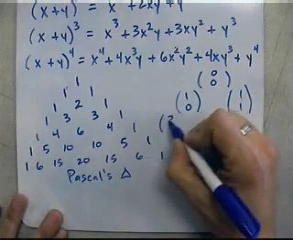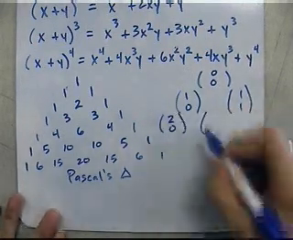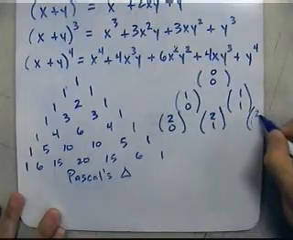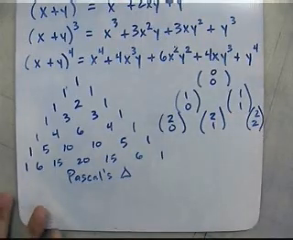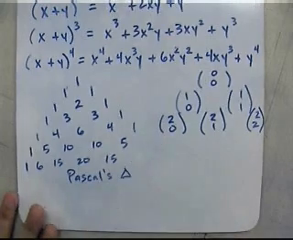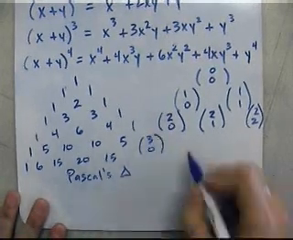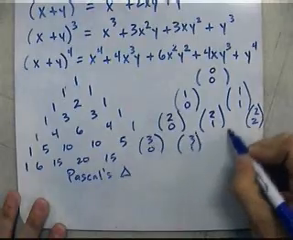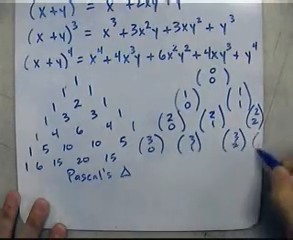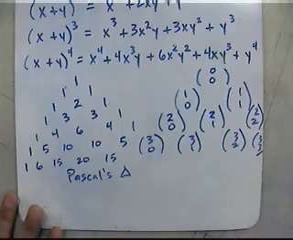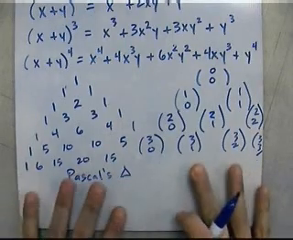Next one is going to be 2 choose 0, 2 choose 1, and 2 choose 2. The next one's going to be 3 choose 0, 3 choose 1, 3 choose 2, and then 3 choose 3. It's just another version of that. These are identical.